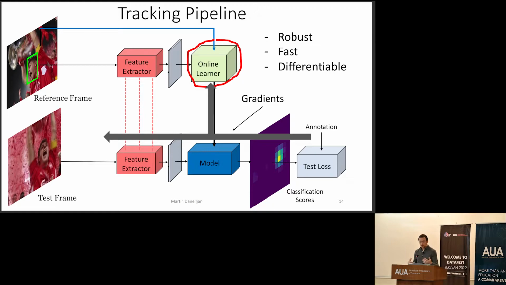In reality, it's a little more complex. We also want to do some bounding box regression and so on, but we'll stick to the simplest and most important components here. The key module is really this online learner, which needs to be robust and fast, because tracking is very much an online application. But we also want to train our whole architecture end-to-end on annotated video datasets, so we need this component to be differentiable, so we can backpropagate gradients also to our deep feature extractors, for instance.